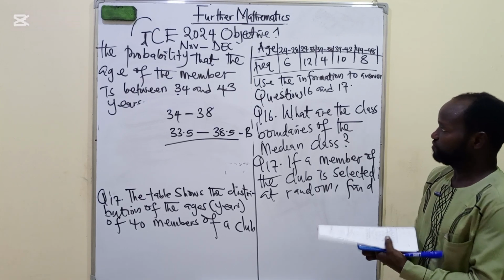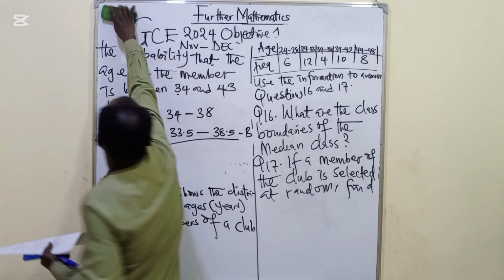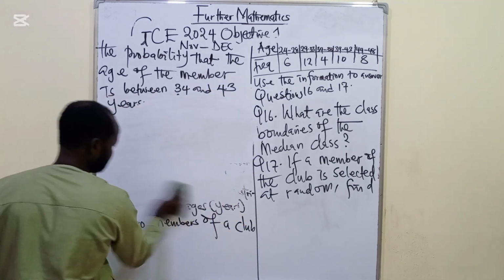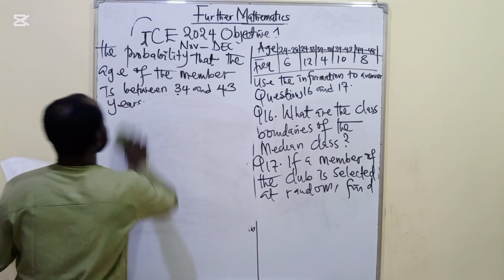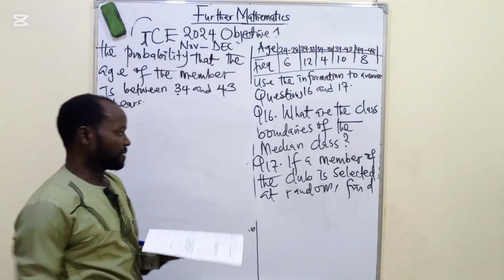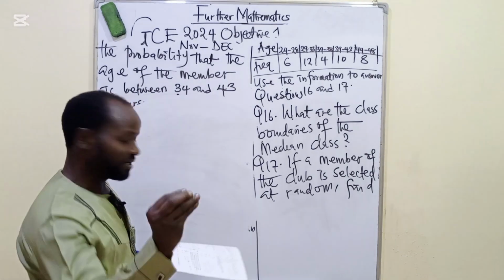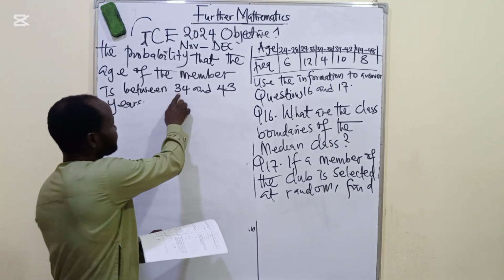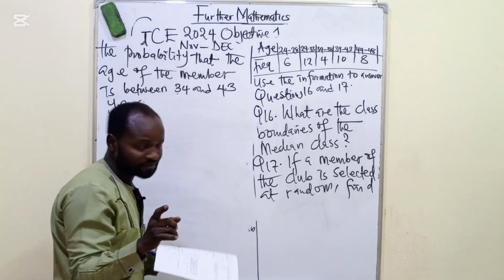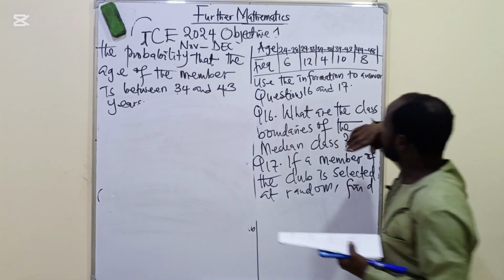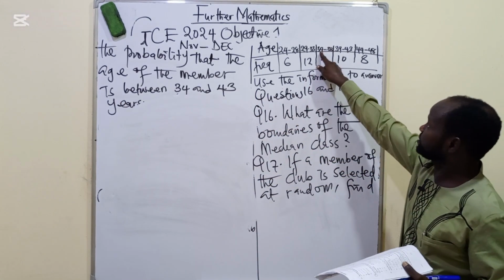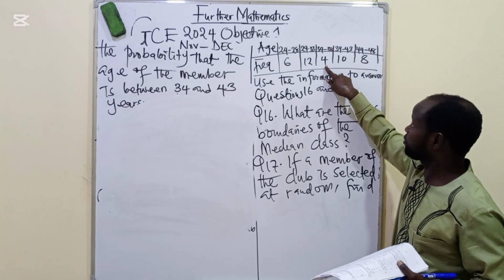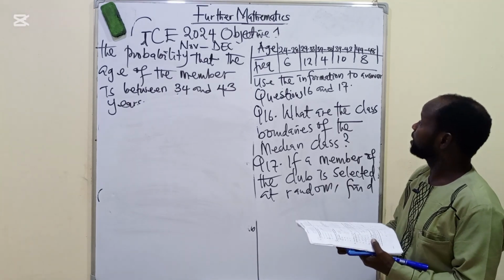Very important. Let's move to question 17 quickly. I think I can clean this now. Question 17. If a member of the club is selected at random, find the probability that the age of the member is between 34 and 43. So we'll go to the table. Age between 34 and 43. This is 34, this is 43. So we add their respective frequency. That will be 4 plus 10.